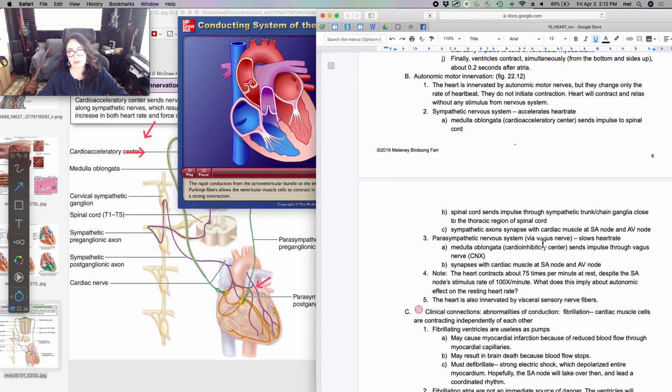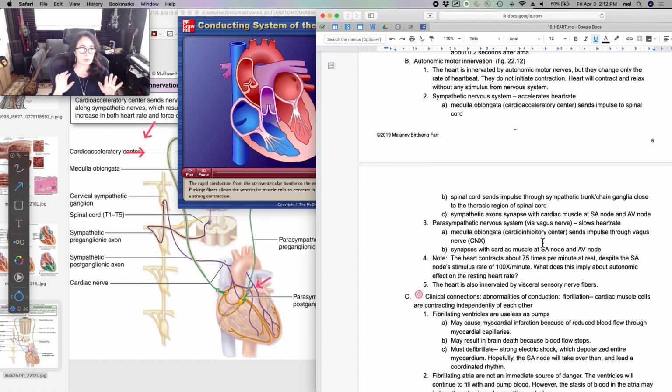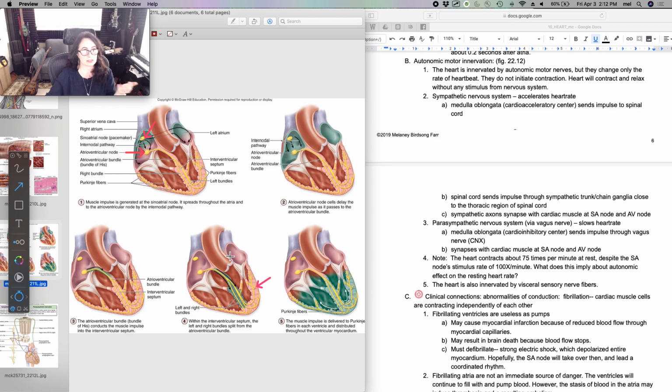Okay, so the motor innervation of the heart. What I've told you here is that basically the heart initiates its own contraction, and it does it by these pacemaker cells that just initiate a contraction about 100 times per minute. So what does the nervous system do for the heart if the heart initiates its own contraction? The heart is definitely innervated by autonomic motor nerves, and we talked about that in the nervous system, right?